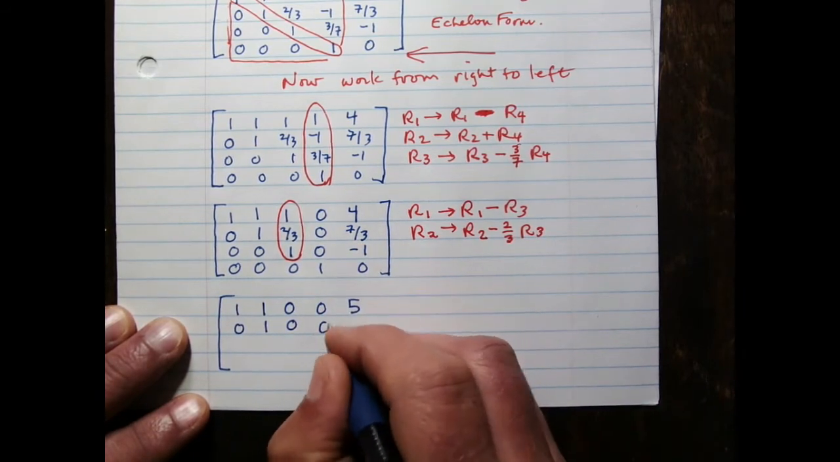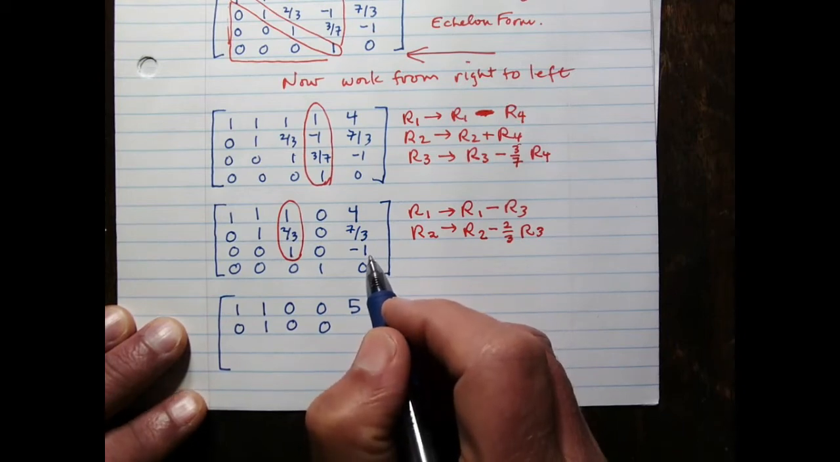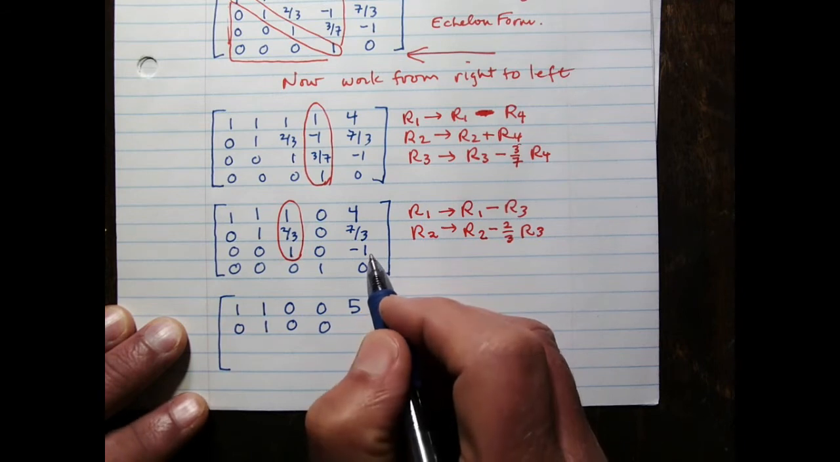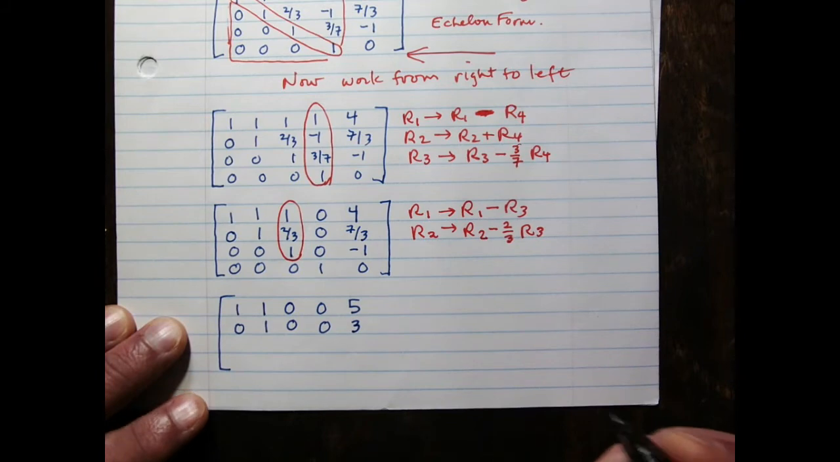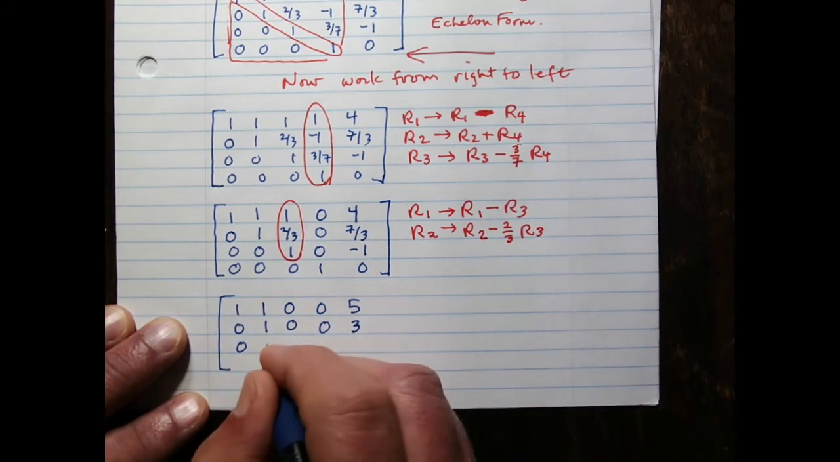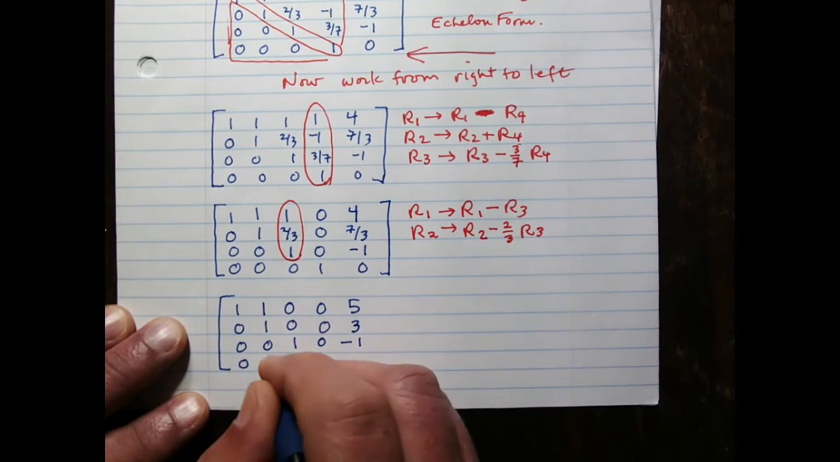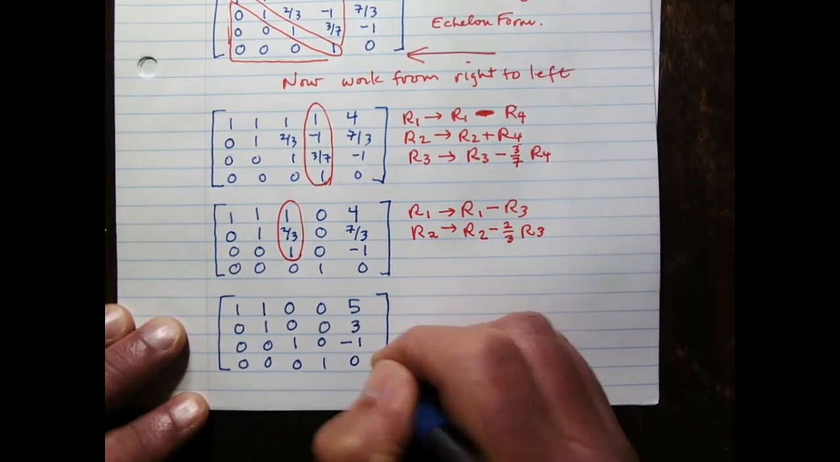0 minus 0 is 0. 7/3 minus 2/3 times negative 1 is going to be 7/3 plus 2/3. That's 9/3, or actually going to be 3. And then I recopy 0, 0, 1, 0, negative 1, 0, 0, 0, 1, 0.